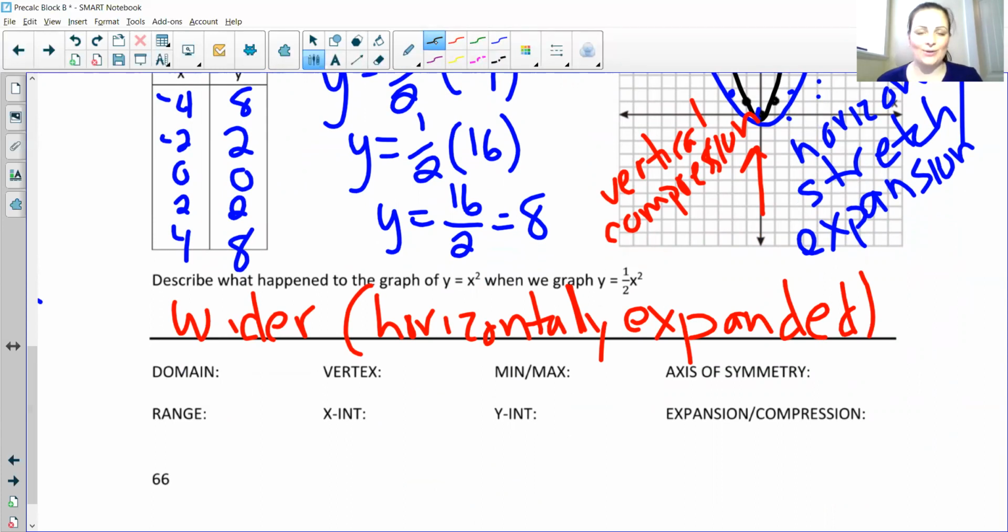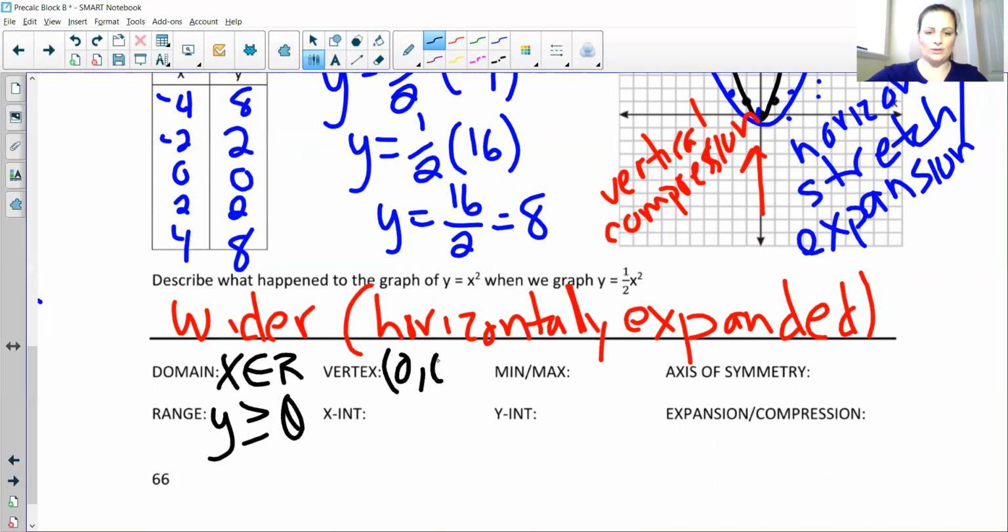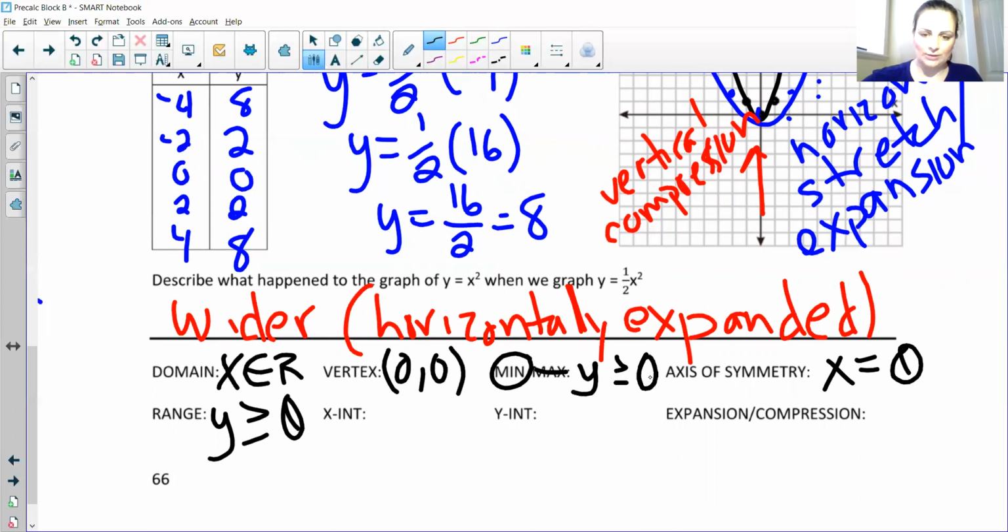Okay, the next part is a little bit of review. So pause it here and see if you can get these answers. Okay. The domain is X is all real numbers. The range is y is greater than or equal to 0. The vertex has not moved, it's 0, 0. That means that the axis of symmetry is when x equals 0 because it's the same as the x coordinate of the vertex. And this time it is still a minimum value, and the minimum value happens at the y coordinate of the vertex, which means that y has to be greater than or equal to 0. The y-intercept and the x-intercept are both 0 because the vertex is on the origin, and this is an expansion.